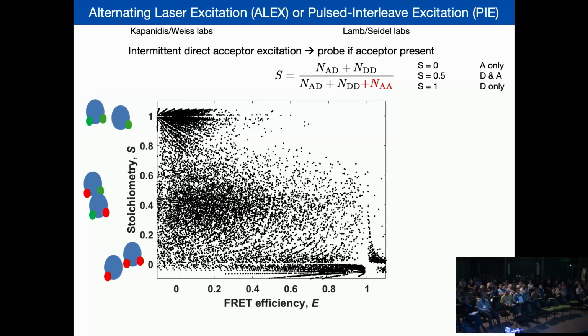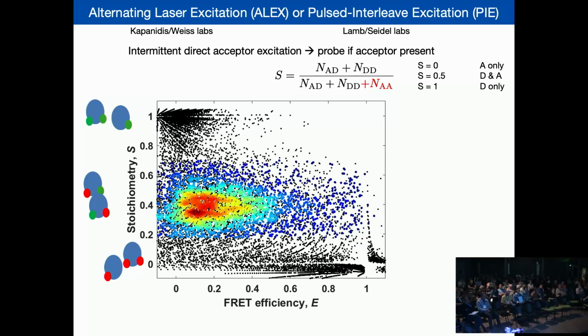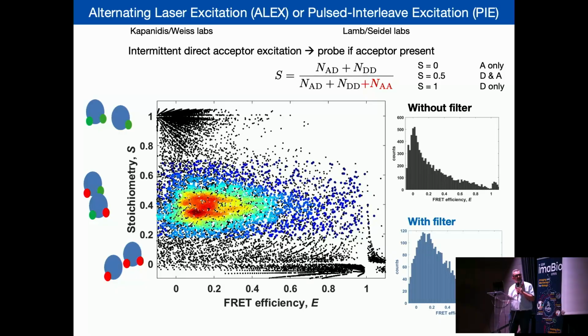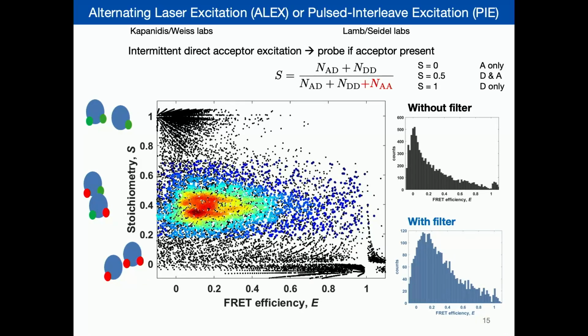And you can then basically say we have stoichiometry versus FRET efficiency, and applying some kind of filters, and I'm happy to discuss these filters offline, you can select molecules that have for sure one donor and one acceptor molecule. And this helps you to have not only a FRET efficiency histogram as you would normally get, but you can actually filter out those that really carry a donor and acceptor, and you then obtain a FRET efficiency histogram that reflects your molecular conformation or conformational ensemble.